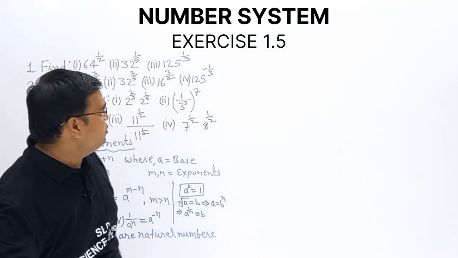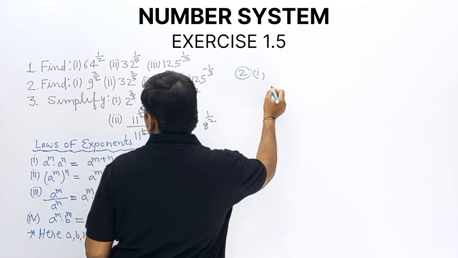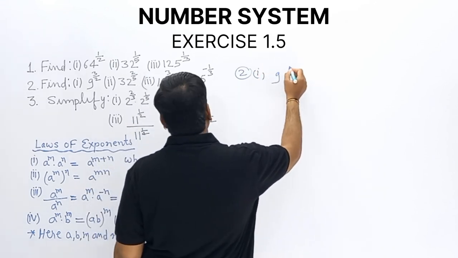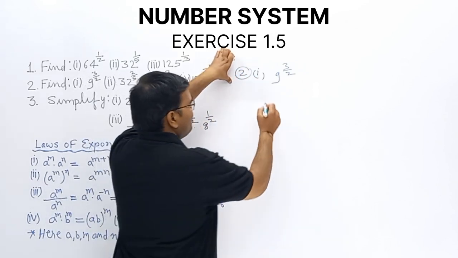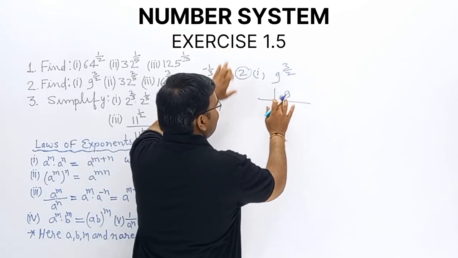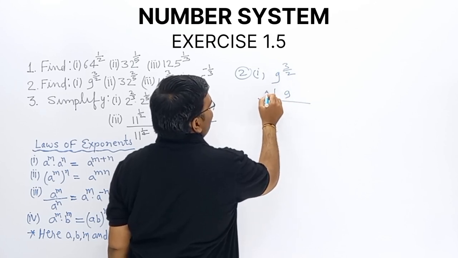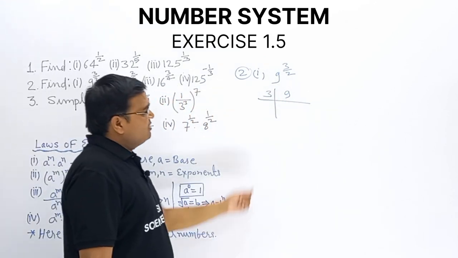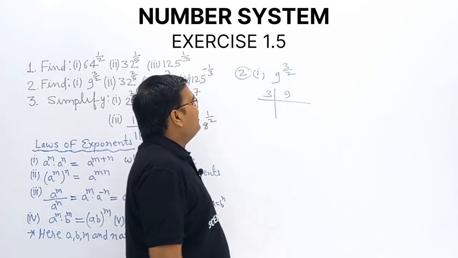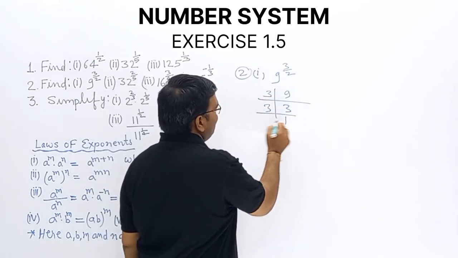These are easy questions. Question number 2, first one. What is this one? 9 power 3 by 2. Again, same process: do prime factorization of 9. How to divide 9? It is divisible by 3. Can we divide by 2? No. Then we will use 3. Yes, it is a multiple of 3. How many times? 3 times. Again we can divide by 3.